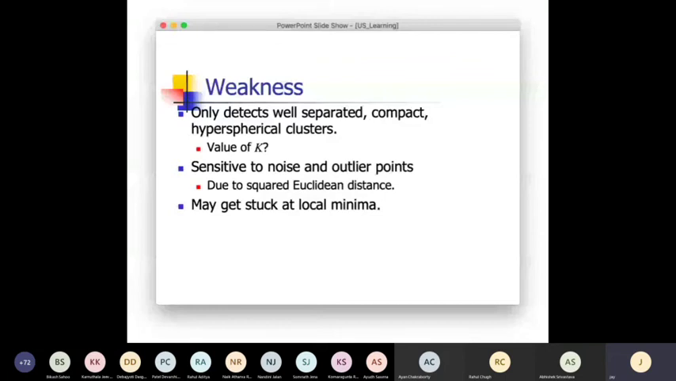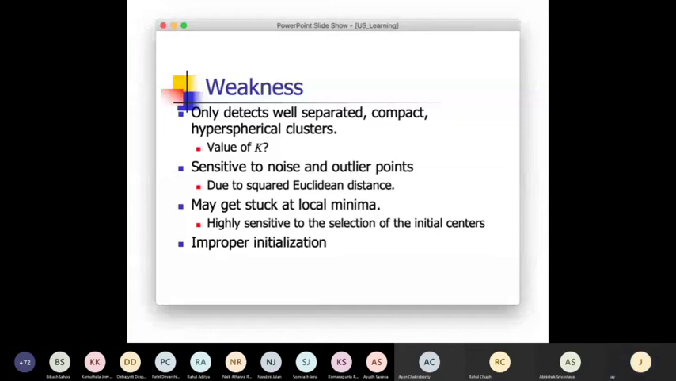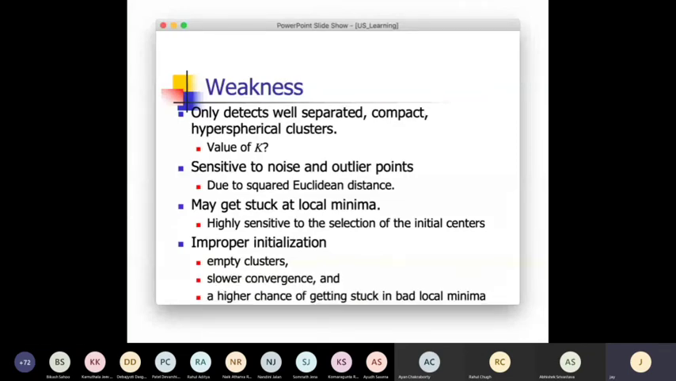It may get stuck at local minima, and it is very sensitive to the selection of the initial center. Because there are multiple solutions, there could be many local minima. Depending upon your initial starting point, it will reach a particular minima and provide you a solution, so the quality of the solution depends upon that. If you have improper initializations, you can have empty clusters, slower convergence, or a higher chance of getting stuck in bad local minima.